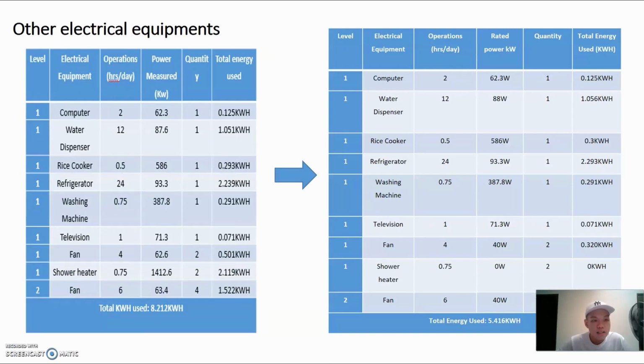And next is the other electrical equipment like computer, water dispenser, rice cooker, refrigerator, and so on. Before implementing the proposed measure, the total kilowatt use is 8.212. But after the proposed measure is implemented, the total energy use is reduced to 5.416 kilowatt per hour.